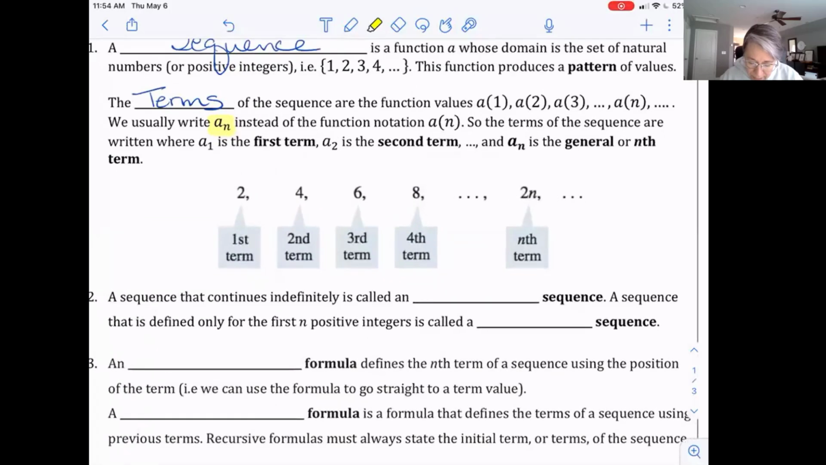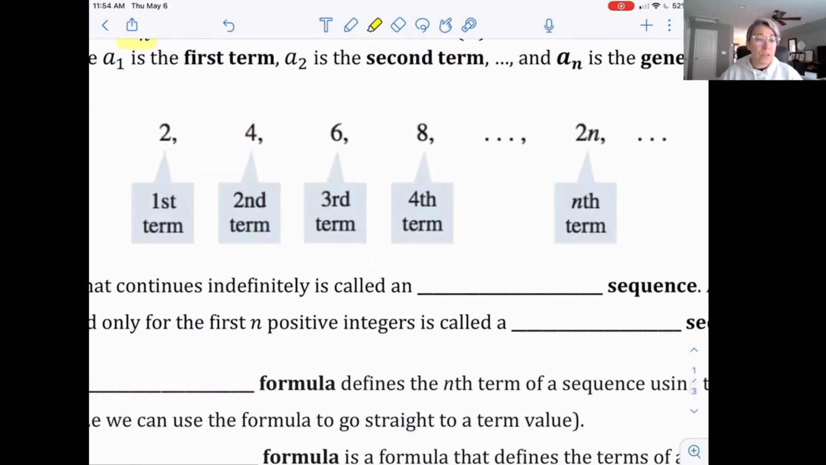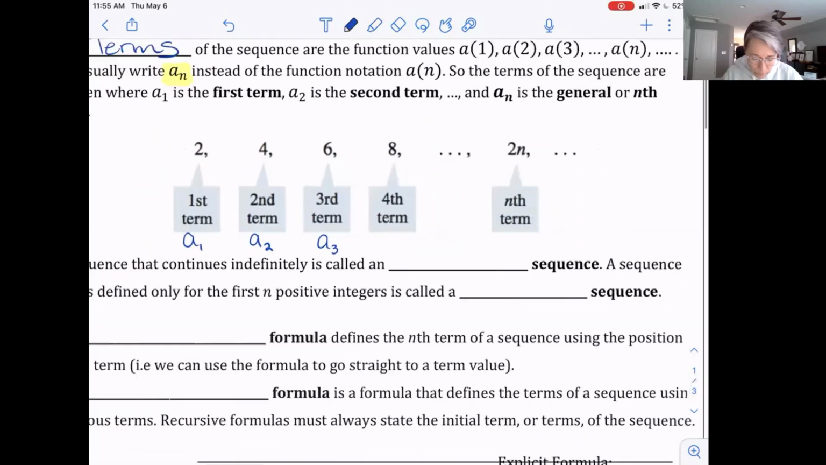So if we're looking at this example here, notice this pattern, 2, 4, 6, 8, they're even numbers. You have the little 3 dots, the ellipsis, then 2n. That's really what our function looks like, 2 times some positive integer n. So 2 would be considered the first term. This would be our a sub 1 is 2. Our a sub 2 is 4. Our a sub 3 is 6, and so forth.